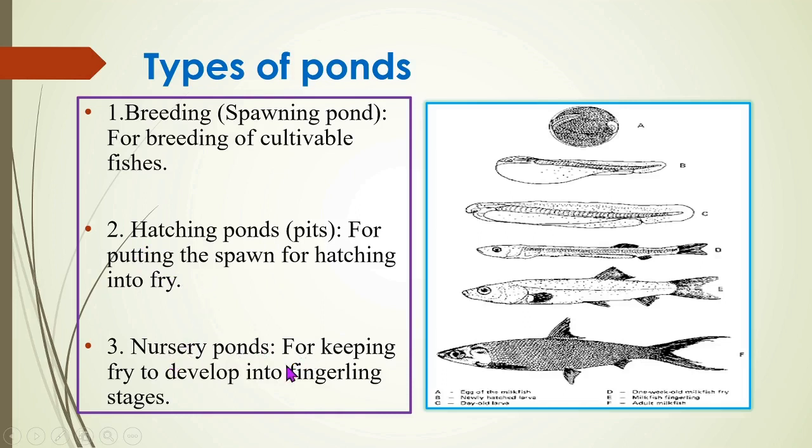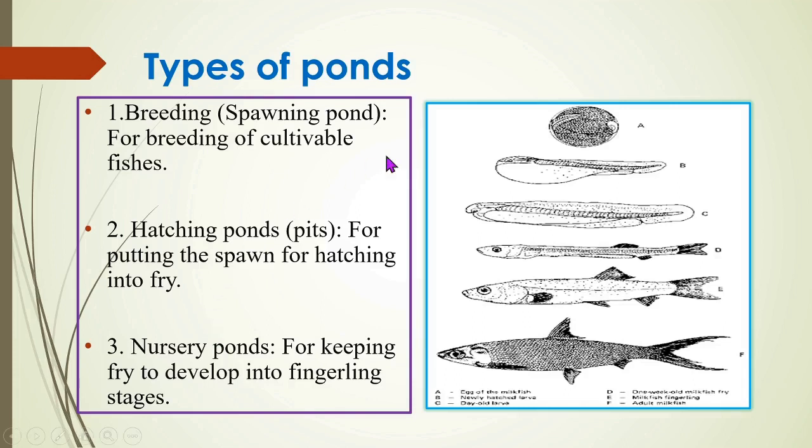The third category of ponds are called nursery ponds. The nursery ponds are used for keeping the fry to develop into fingerling stages. As we have already seen, fry is 1 to 2 centimeters in length. After undergoing several changes, that is after 30 to 60 days, fry grows to a size of 10 to 15 centimeters. This is called fingerling. It is equal to the size of a finger.